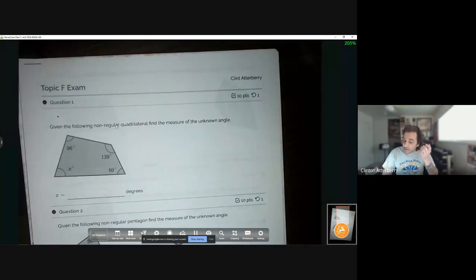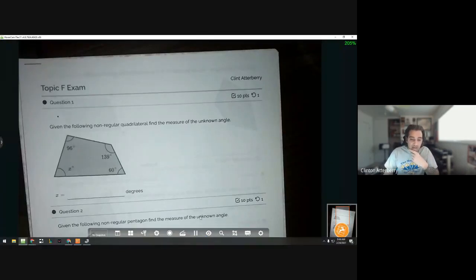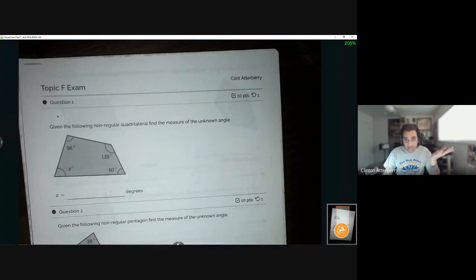I'm going to post this on your Canvas page in a little bit for review, but it's recommended to have a piece of scratch paper or a piece of line paper and say on number 1, Atterbury said this. On question 2, Atterbury said that, just to help you out. So it says, given the following non-regular quadrilateral, find the measure of the unknown angle.